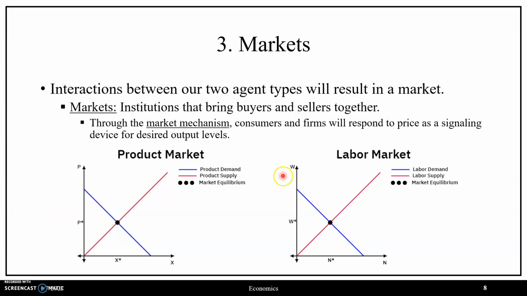Whereas if our two agent types of consumers and firms interact for a factor of production such as labor, the result will generate us a factor market, where in this case, since it's labor, a labor market, and we can see how the wage rate as well as the quantity of labor hours are determined.